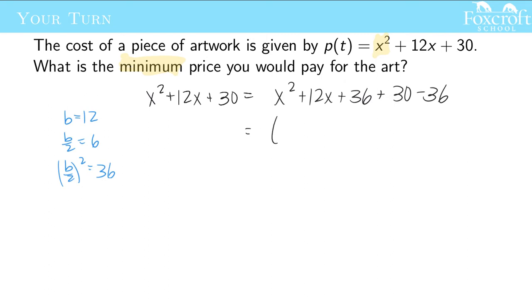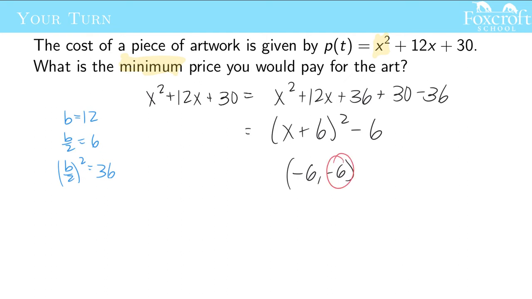And then we can factor the first 3 terms. We combine the last 3 terms to negative 6. And then we see that our vertex is at negative 6, negative 6. And I guess I made a mistake because that doesn't really make sense for the problem for the price to be negative 6, but whatever, that's the answer.